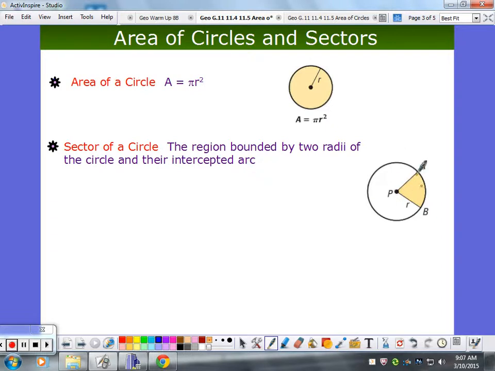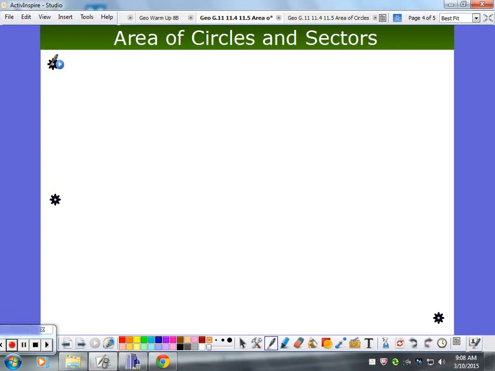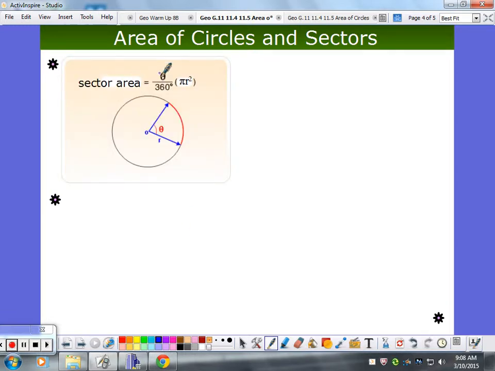Well, if I know the whole area, but I only want a fraction of the area, I'm going to do the exact same thing. I'm going to figure out what this fraction is. If I know what theta is, I can figure out what fraction of the circle I have and take that fraction of the area. So it's this fraction, theta over 360 times pi r squared. That's all there is to it.